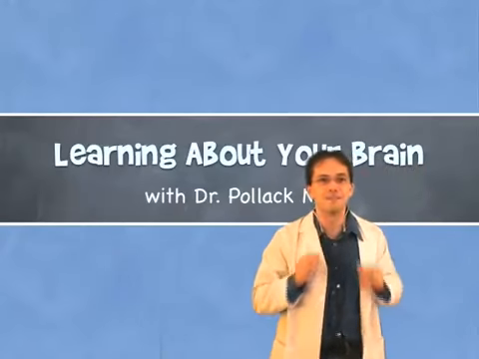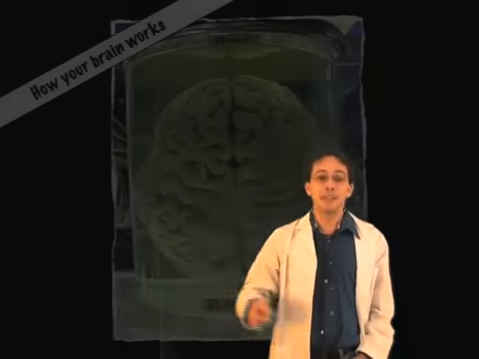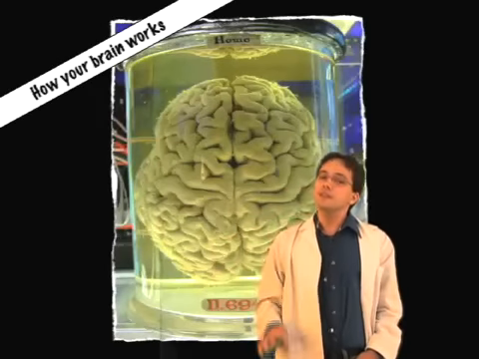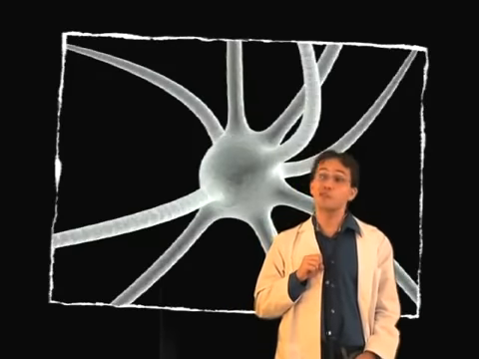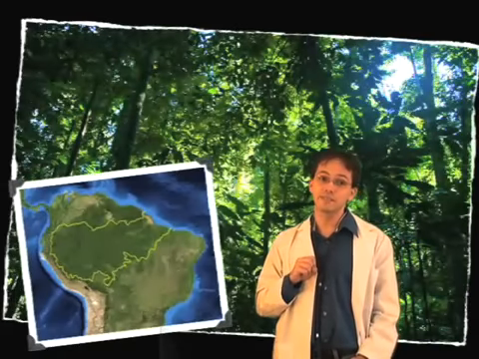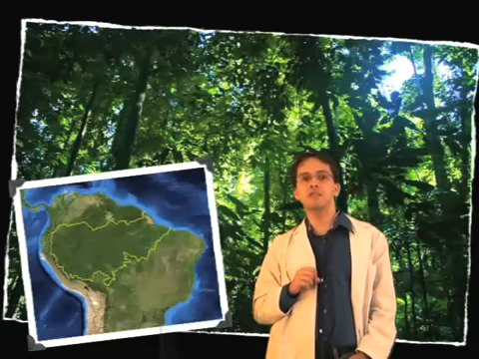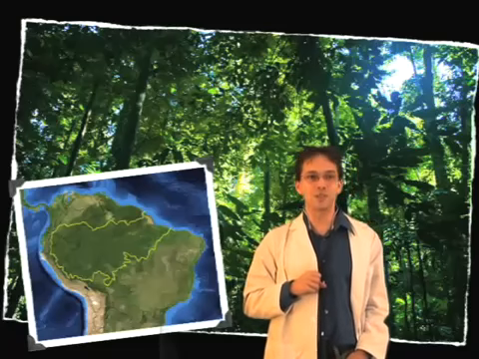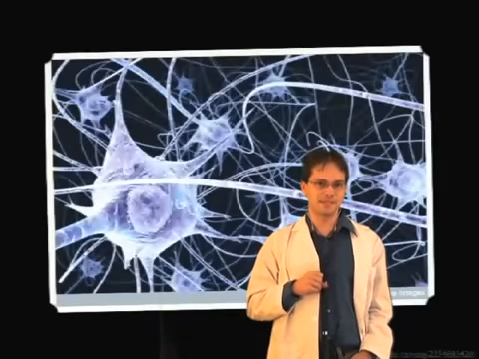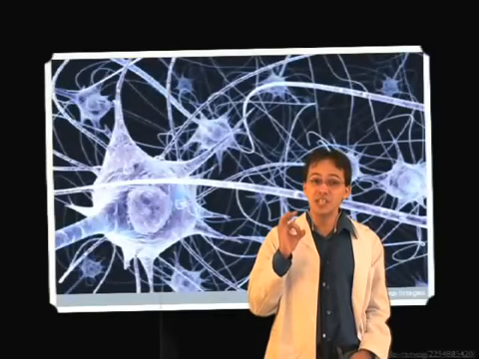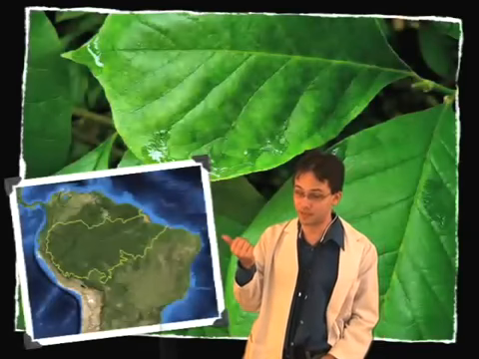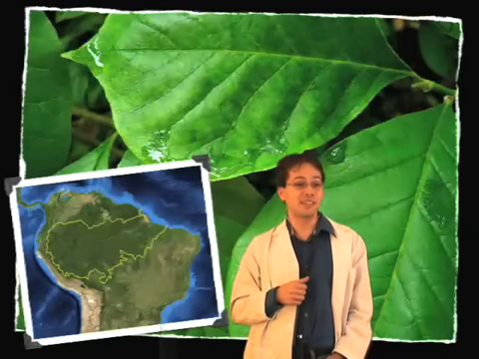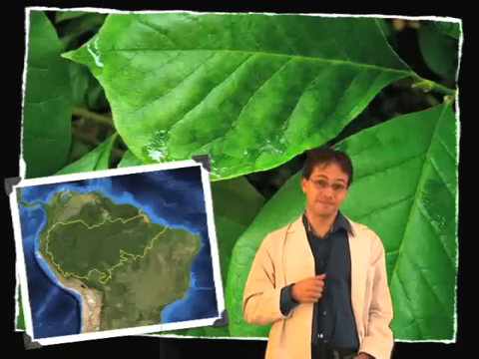Oh, hello there. I'm Dr. Pollock, and I'm here today to talk to you about how your brain works. You see, it all starts out with the neuron. We all have about 100 million neurons in our brains. That's about the same number of trees in the Amazon rainforest. Each neuron can connect to around 10,000 other neurons through what are called synapses. So the total number of connections in your brain is about the same number of leaves in the Amazon rainforest. Now that's pretty impressive. That's about 10 trillion.